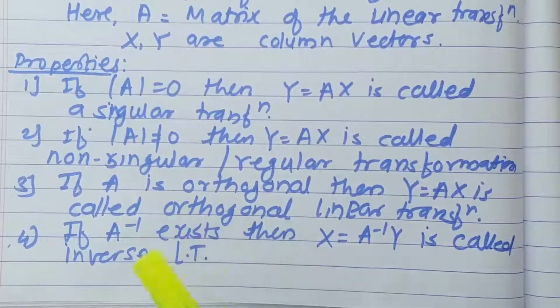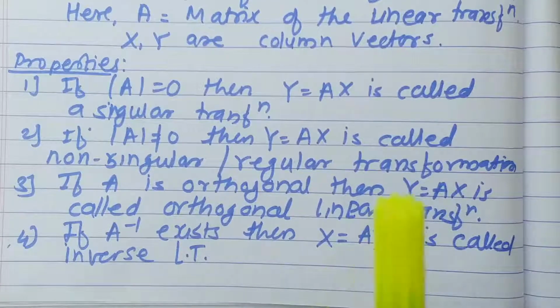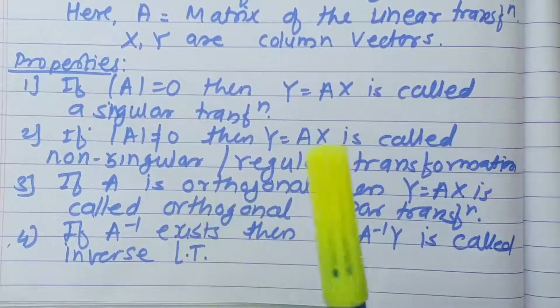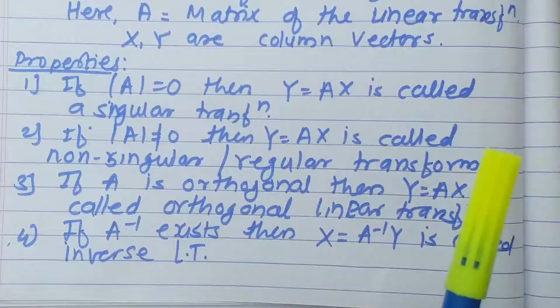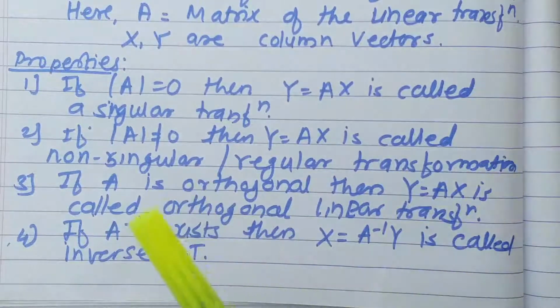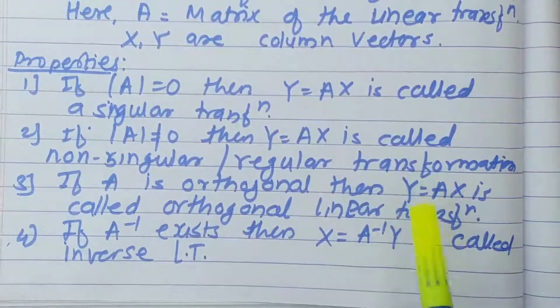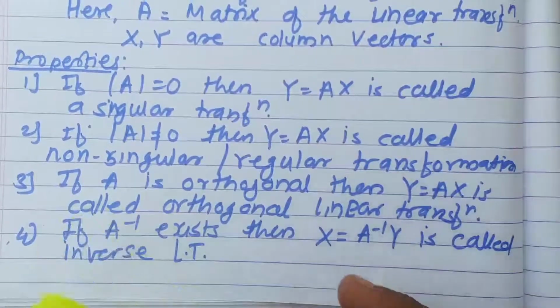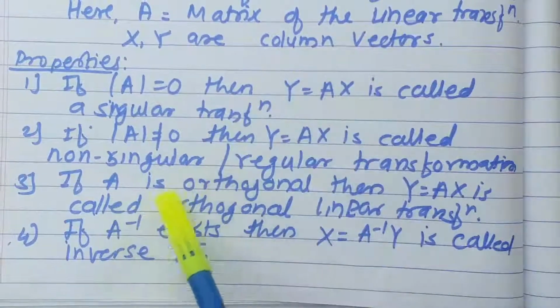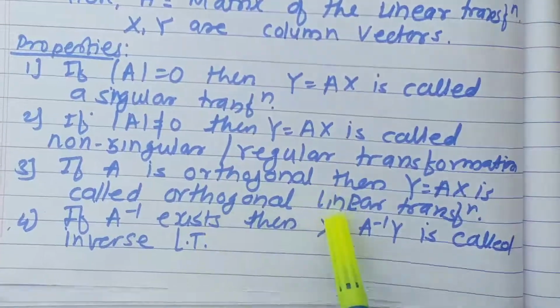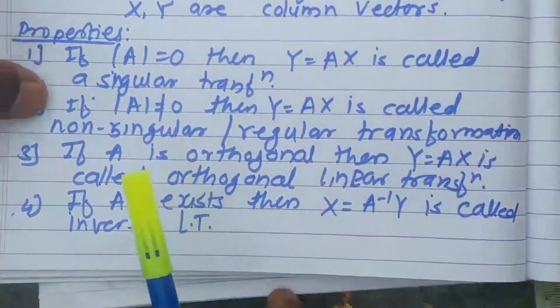Third property: if A is an orthogonal matrix, then the transformation Y equals A X can be called an orthogonal linear transformation. So depending upon the nature of the matrix A, we have different definitions of a linear transformation: singular linear transformation, regular linear transformation, orthogonal linear transformation, and so on.